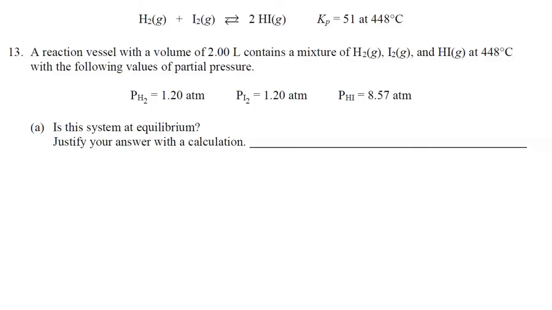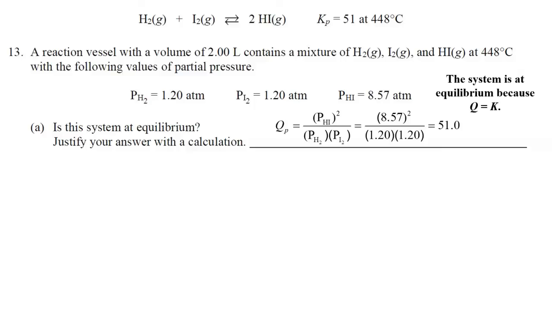So for this system, it's going to be products over reactants, the pressure of the hydrogen iodide squared, because there's a coefficient of 2 for that chemical, divided by the product of the pressure of hydrogen times the pressure of iodine. So 8.57 squared divided by the product of 1.20 times 1.20. When you do that math on your calculator, you get that Qp equals 51. So this system is at equilibrium because right now Q equals K.